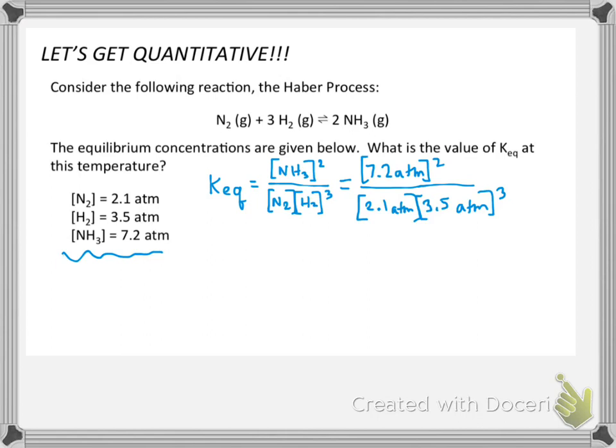And then we just plug that into our calculators, being really careful with the division and the different exponents. And when we do that, we get a value of 0.58. And so this technically is going to be a KP just because we put atmospheres in, so P for pressure.